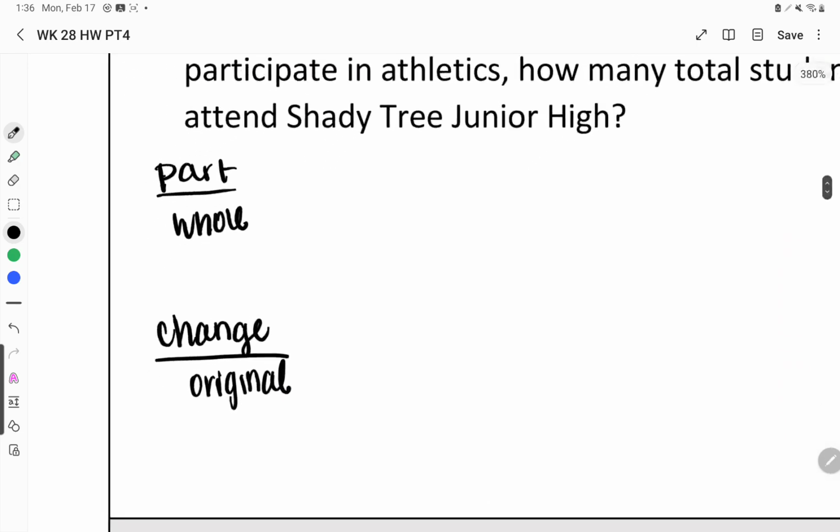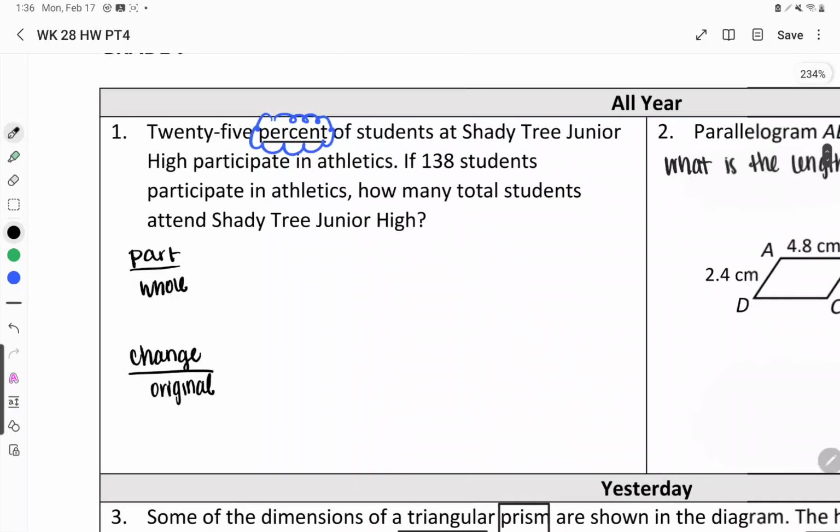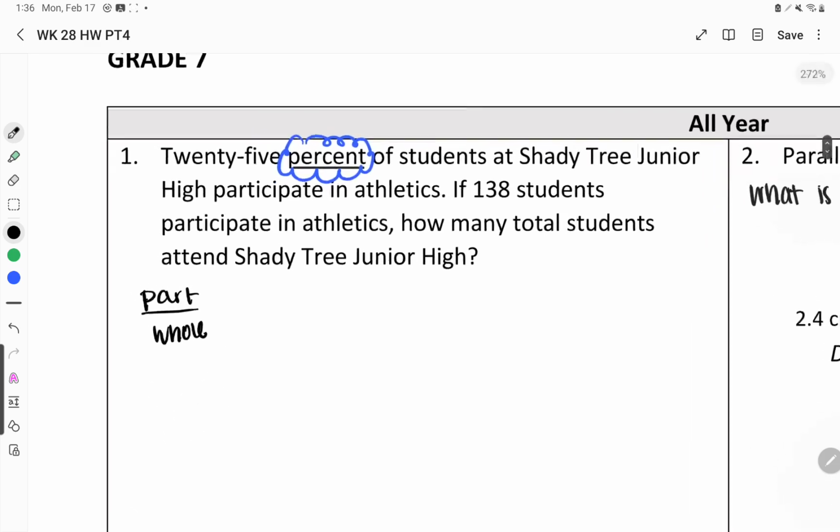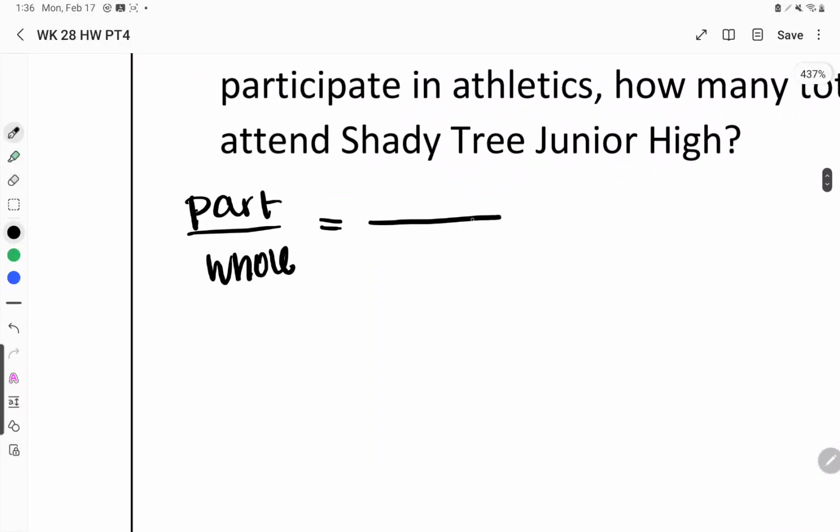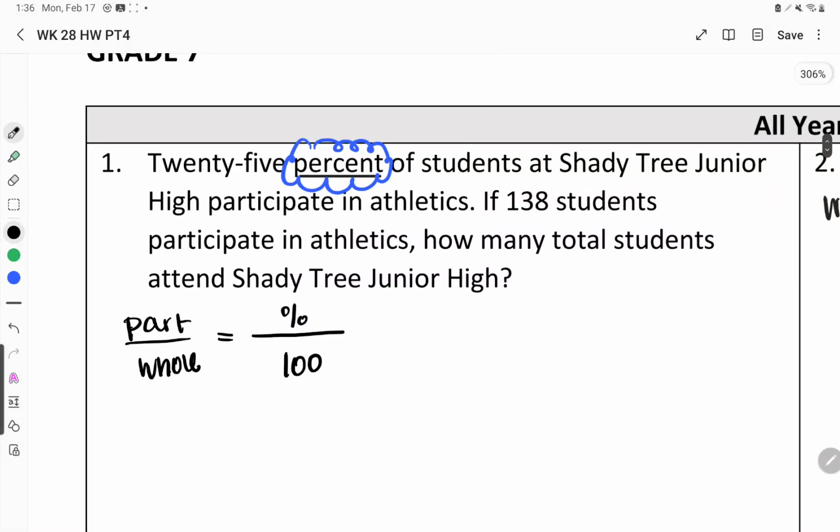The easiest way to do this is I ask myself, did something change? So did the percent of students change? Did it go from 25 to 37% or something like that? No. Did the number of students attending the school change? So did I go from 138 students to 500 students? No. So nothing changed, which means I'm working with the part over whole formula. So then I have part over whole equals, and then it's always what over what? Percent over 100.